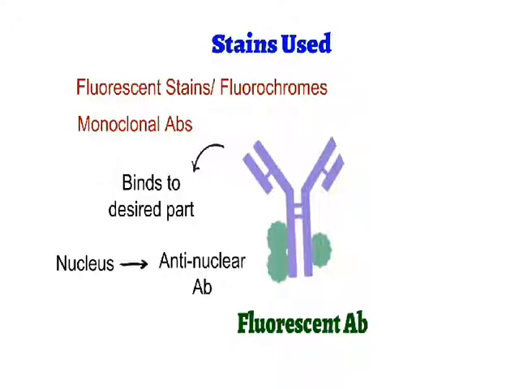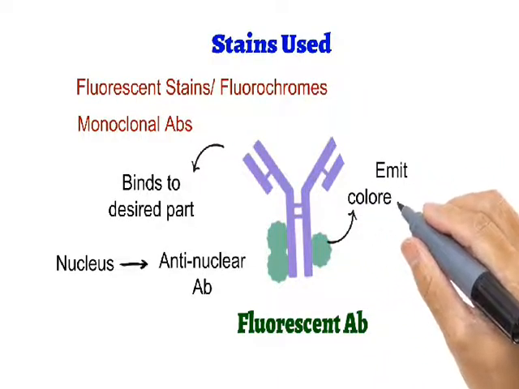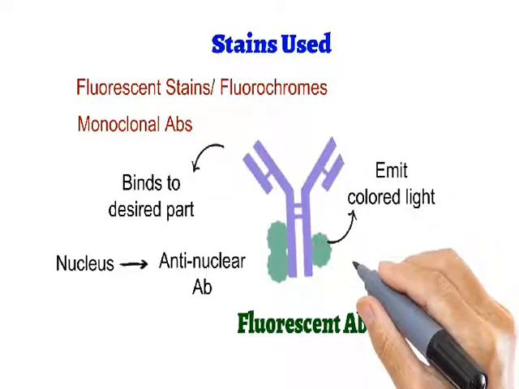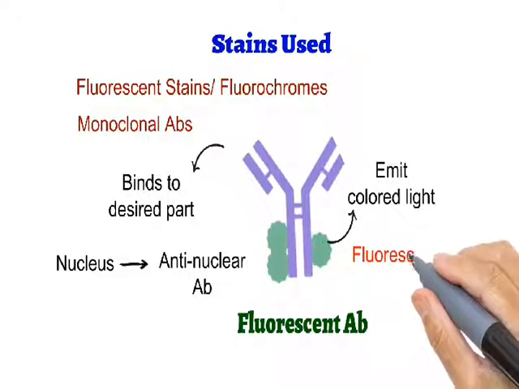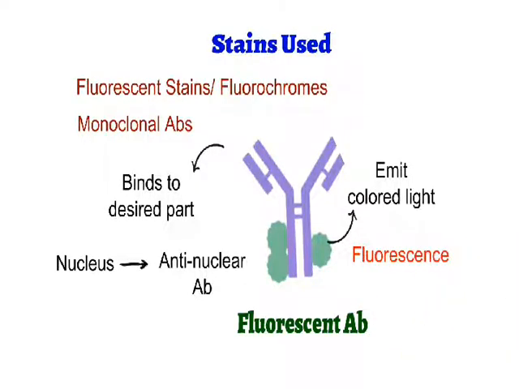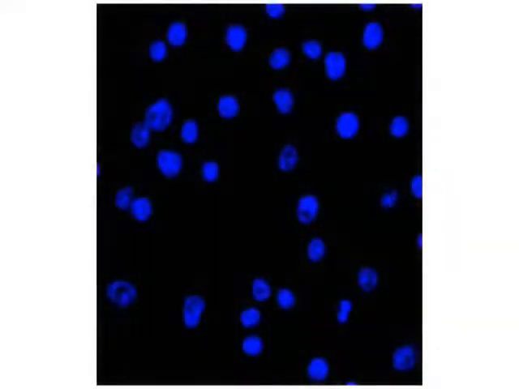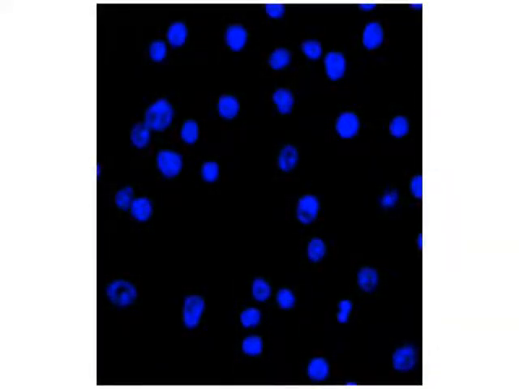The fluorochrome, on the other hand, emits light of a specific color when excited with another light of a specific wavelength, and this mechanism in which the fluorochrome emits the colored light is known as fluorescence. So in this way, only the desired part of that particular cell can be visualized as a color emitting area. So in this photograph we can see the nucleus of a cell emitting blue color.